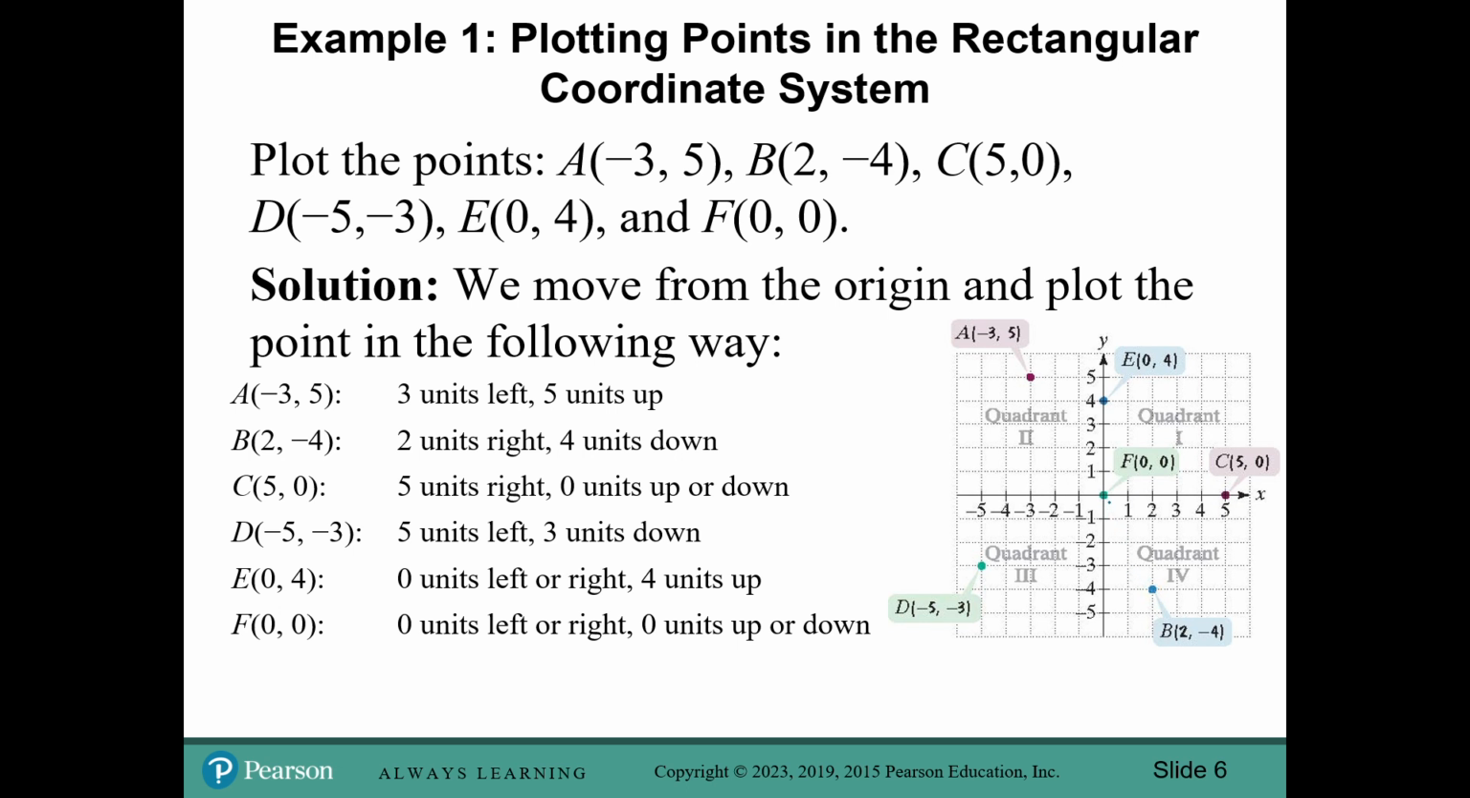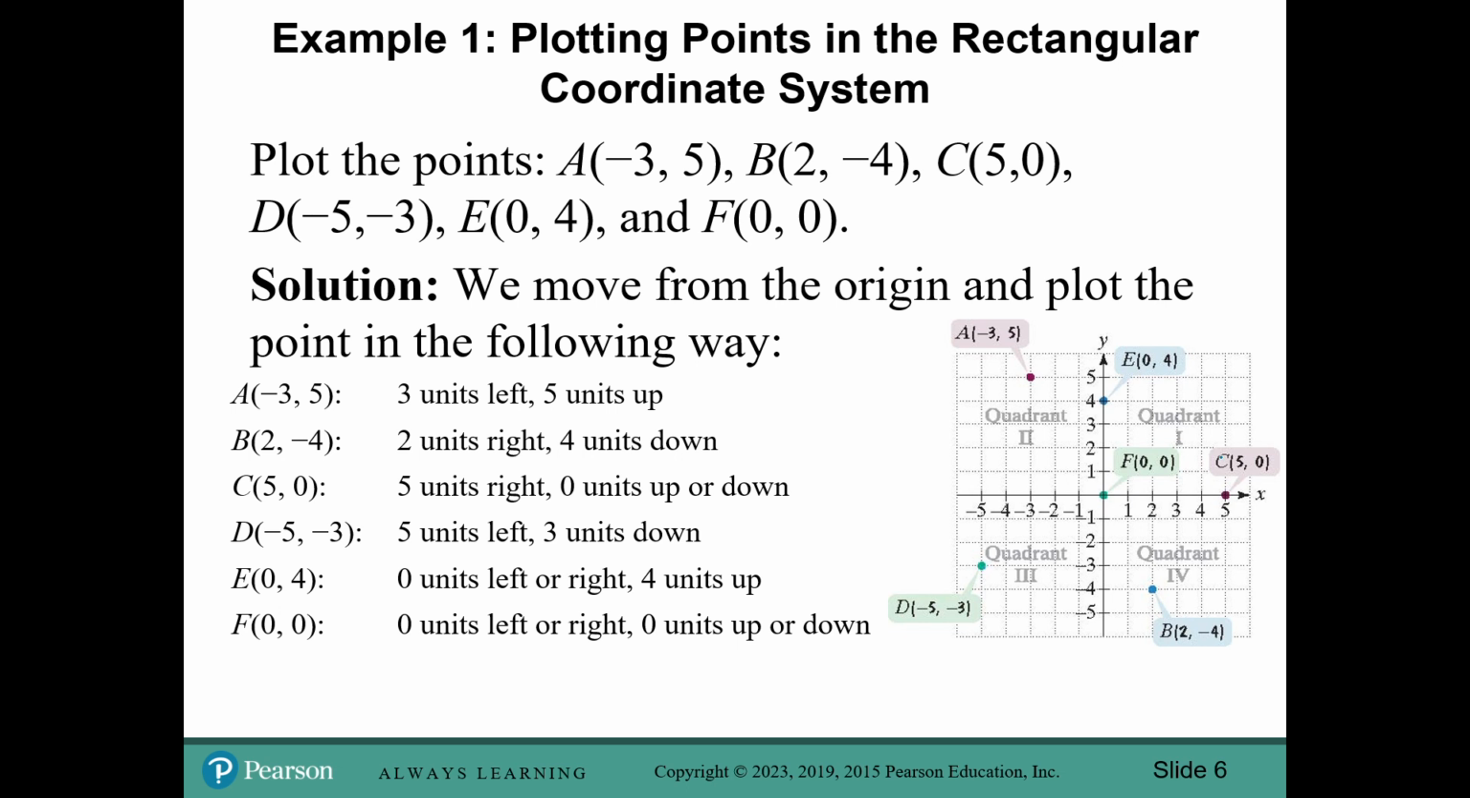C is 5, 0. So we go 5 points to the right, and we don't go anywhere else. We go 0. So we put a point right there on the x-axis. D is -3, 5... D is -5, 3. So we move 5 points to the left, and 3 means we go up 3 into quadrant 2 here. And we put a point right there for D.